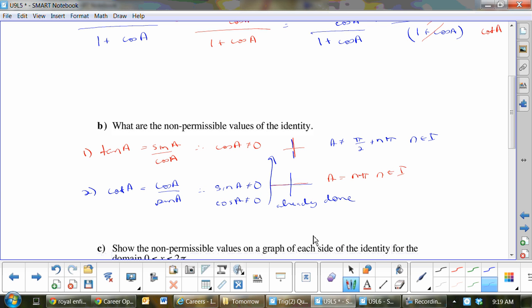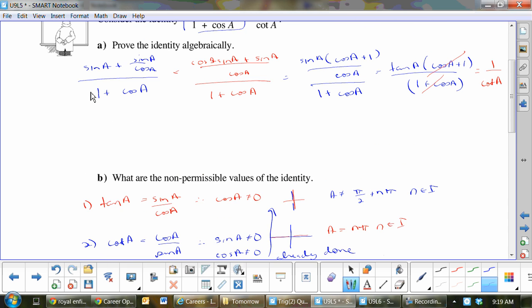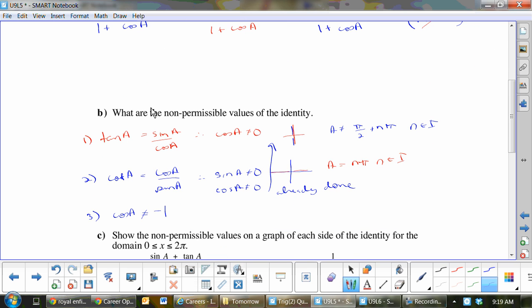Okay, now we also said, for number 3, cos cannot equal -1, right? Because if you go up here, 1 plus -1 is 0, and you can't divide by 0. So when does cos equal -1? Where does it equal -1? Just at pi. So this would be pi.